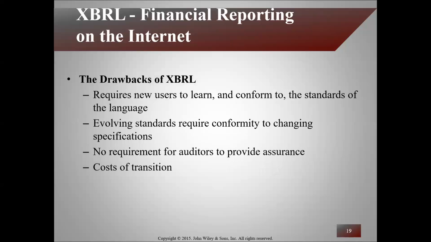However, there are drawbacks of XBRL. Of course, XBRL has several disadvantages. Perhaps the most important one is the fact that a common reporting language requires its users to learn and conform to the standards of that language. Usually, accountants achieve this task by acquiring software that can output data in XBRL formats. Another problem with XBRL is that evolving XBRL standards require users to conform to changing specifications, which is a drawback. For example, it may require organizations to update their accounting software more often. A third concern is that at the present time, there is no requirement for auditors to provide assurance on the XBRL filing. And finally, the transition to XBRL reporting is not without costs.